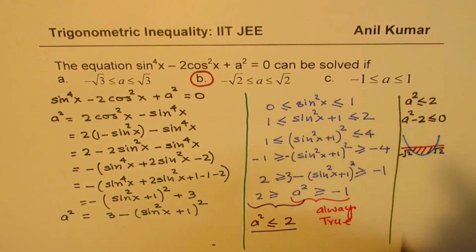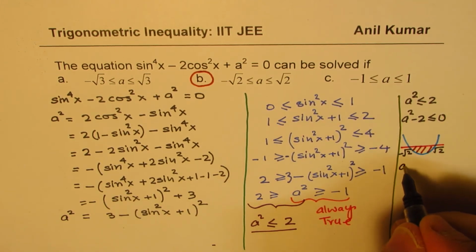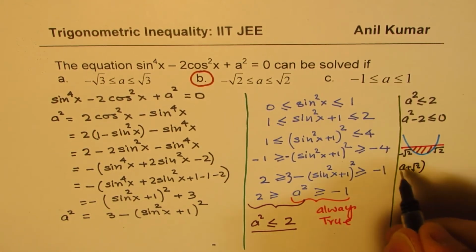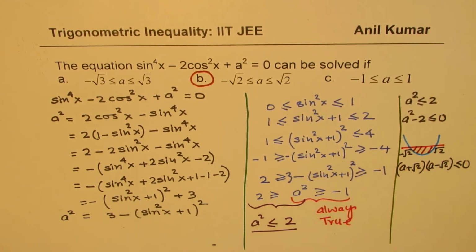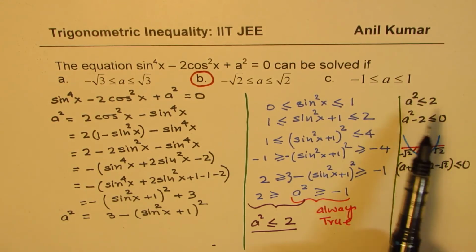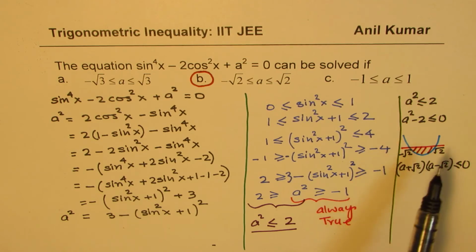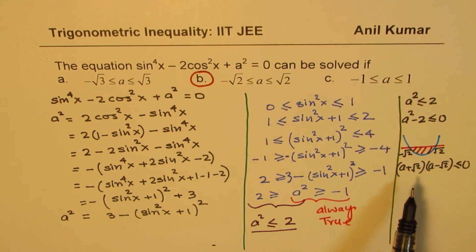So that is how you could do it. You could always factor this also. You could write a plus square root 2 times a minus square root 2 is less than or equal to 0 and then solve, right? You could draw a parabola like this. Normally in inequality, especially if they're order 2, it's very easy to sketch and get your answer, right? So that is how you're going to solve this question.